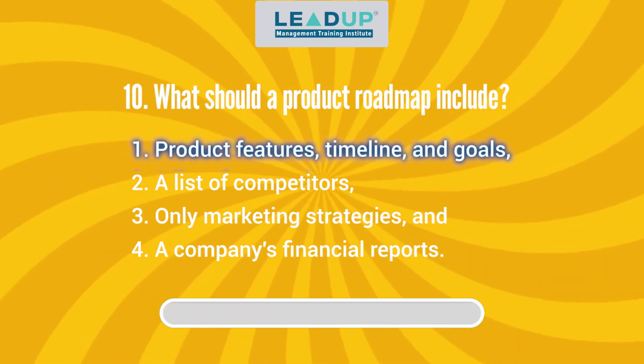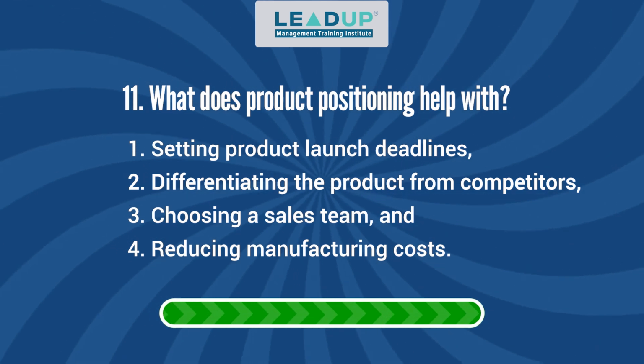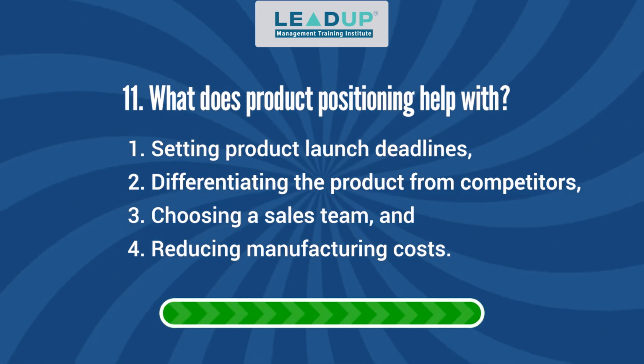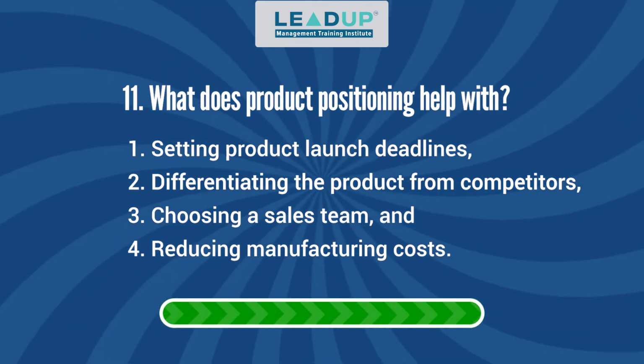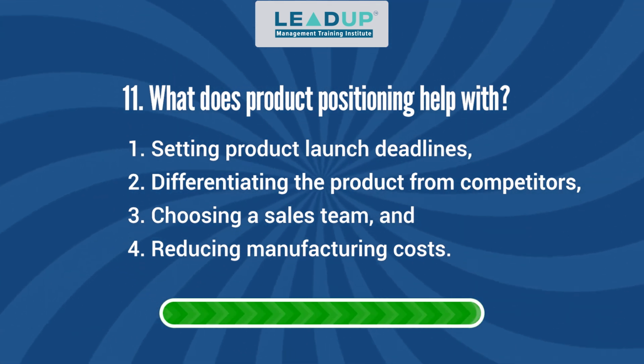Answer: product features, timeline and goals. 11. What does product positioning help with? 1. Setting product launch deadlines. 2. Differentiating the product from competitors. 3. Choosing a sales team. And 4. Reducing manufacturing costs.